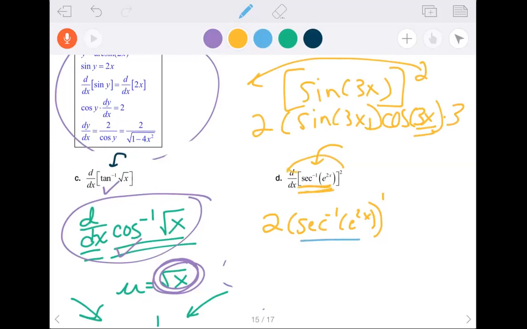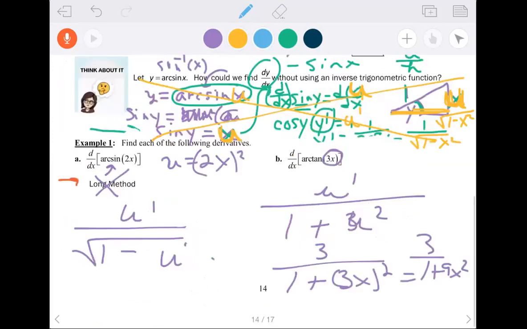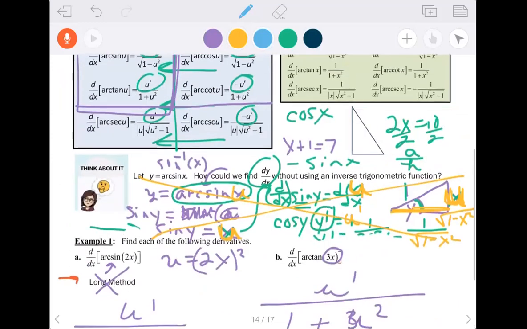Now I need to do the derivative of arc secant. They all have u prime on the top. But this is one you don't need to memorize. If you come across this one on homework or on a test, you will be able to look it up, because College Board does not test you on this one. I want you to know that there is one. I want you to know how to use it, but we're not going to use memory space for it.